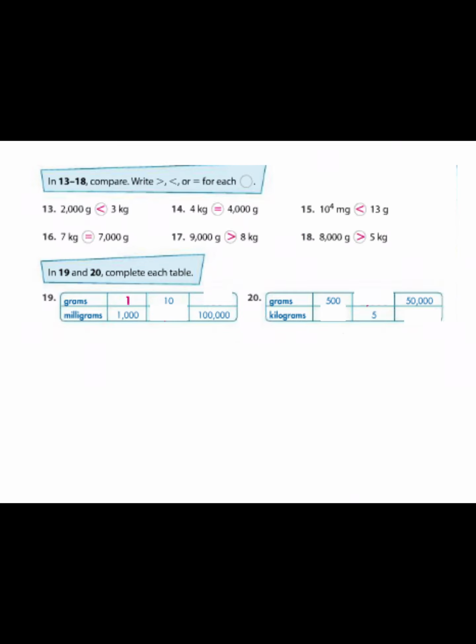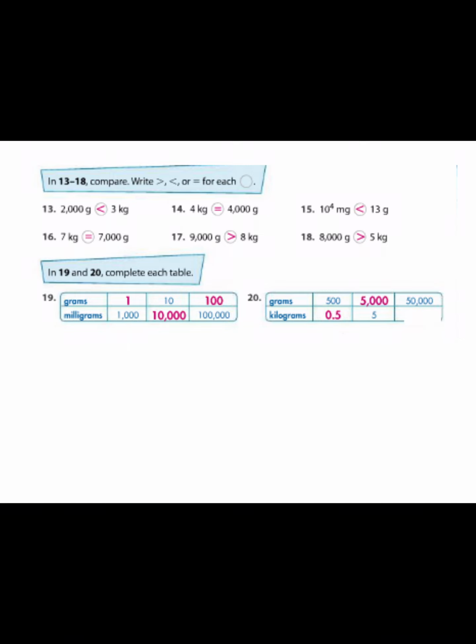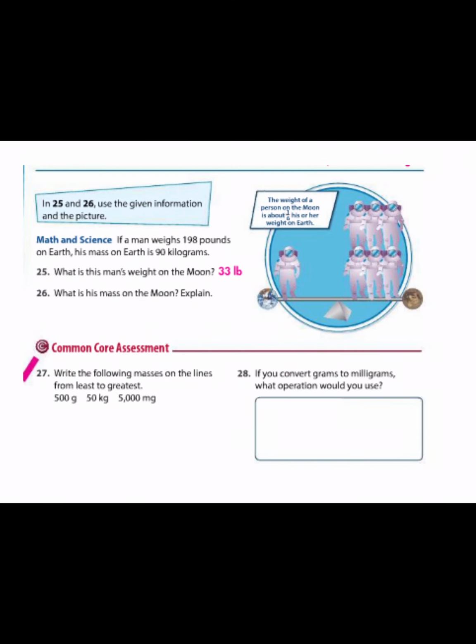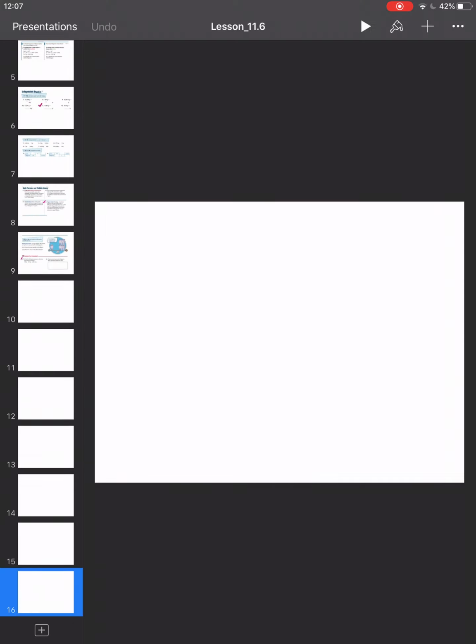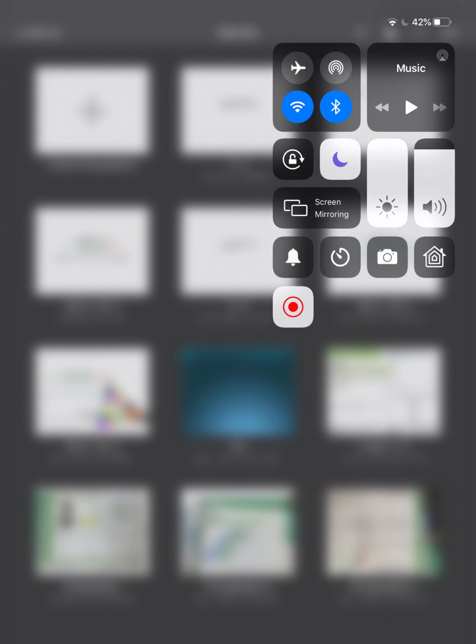By this, my friends, we come to the end of our lesson 11.6. As well, we already finished 11.5. So they are combined together, converting metric units of mass and metric units of capacity. Thank you very much.